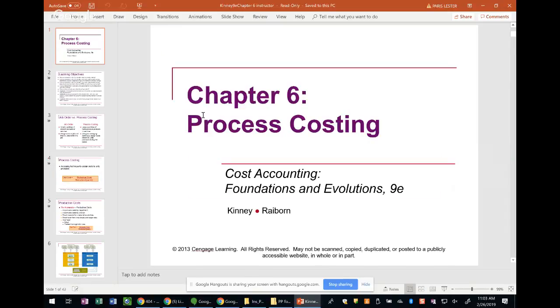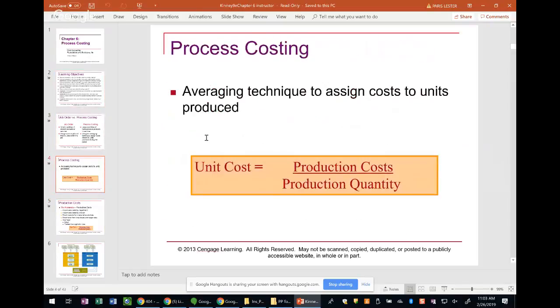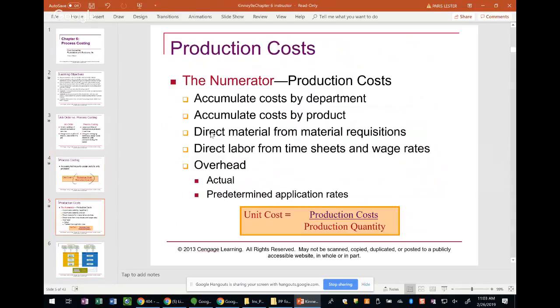All right, let's just look at a few things on process accounting. Most of our products are made through a process. And anyhow, to get unit costs, we should know by now how we get unit costs. It's just production cost divided by quantity. And we'll be calculating unit cost, okay? Production costs, we know, is materials, labor, and overhead. And then we have to look at actual first versus predetermined.